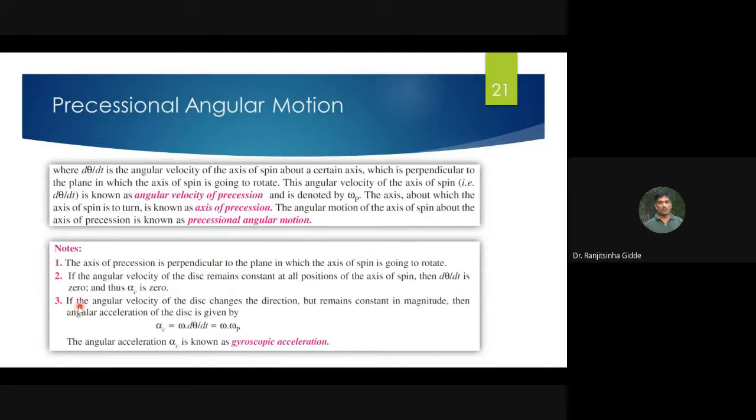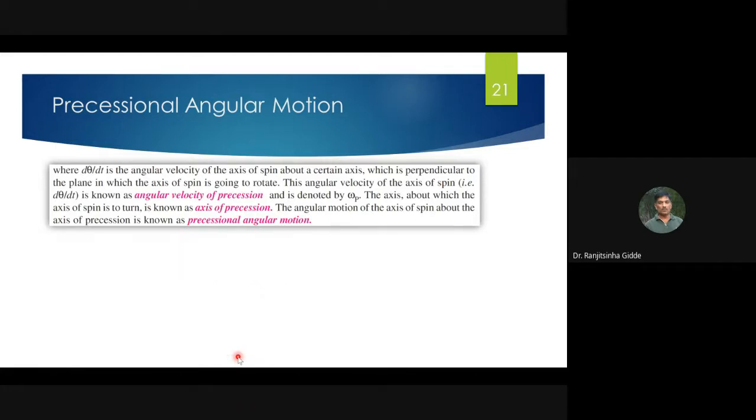So here, if the angular velocity of the disk changes direction but remains constant in magnitude, then the angular acceleration of the disk is given by, only alpha c is equal to omega d theta by dt, and is equal to omega into omega p. This alpha c is known as gyroscopic acceleration.